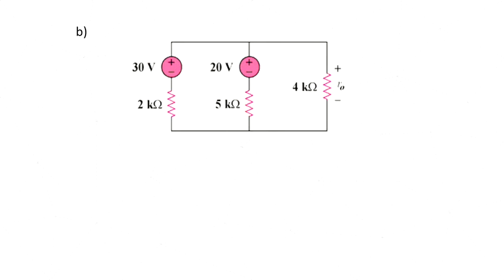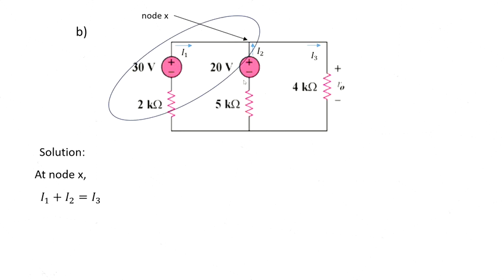For question B, we assign all the currents first, I1, I2, and I3, and then we assign a node at this point, node X. So at node X, we will have I1 plus I2 equals I3. Then we know that I equals V over R. So for I1, we will have 30 minus V0 over 2000. For I2, we will have 20 minus V0 over 5000. And for I3, we will have V0 over 4000.